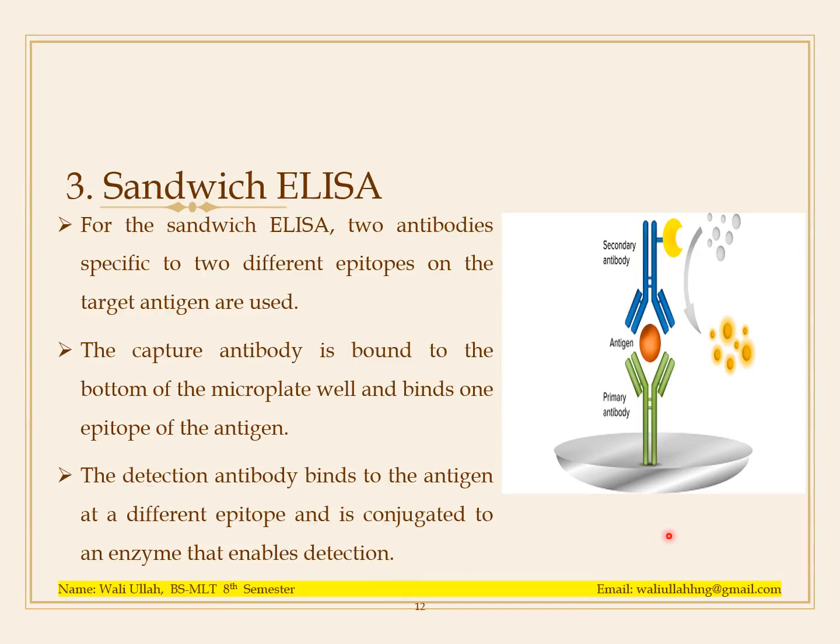This is the sandwich ELISA procedure. This is the polystyrene plate on which the primary antibody is immobilized. Then antigen is added, which binds with the primary antibody. Then a secondary antibody conjugated with an enzyme is added, which makes a bond with the antigen. Then a colorless substrate is added, which is converted by this enzyme to a colored product, and this colored product is measured by a spectrophotometer.